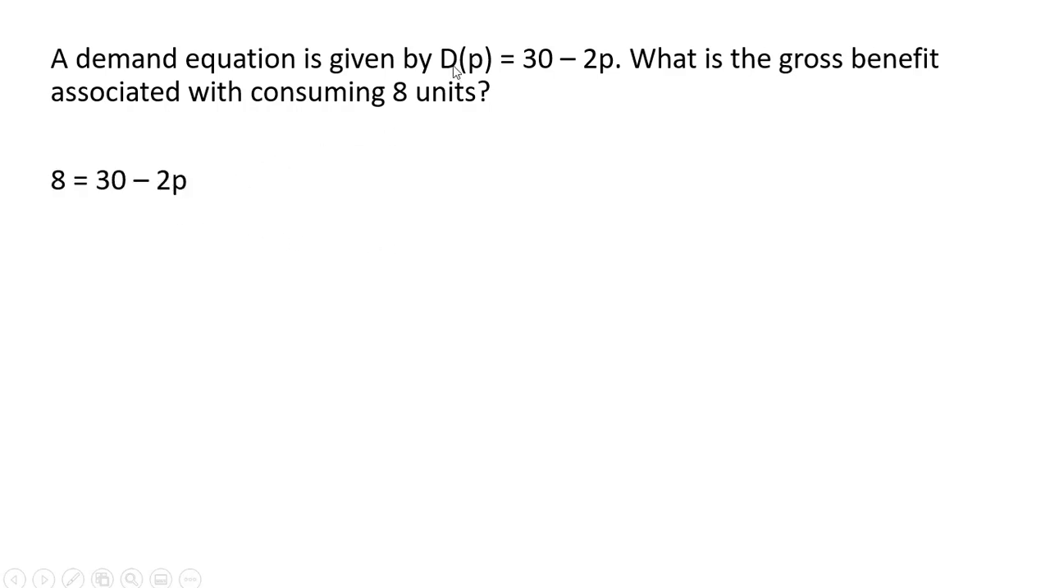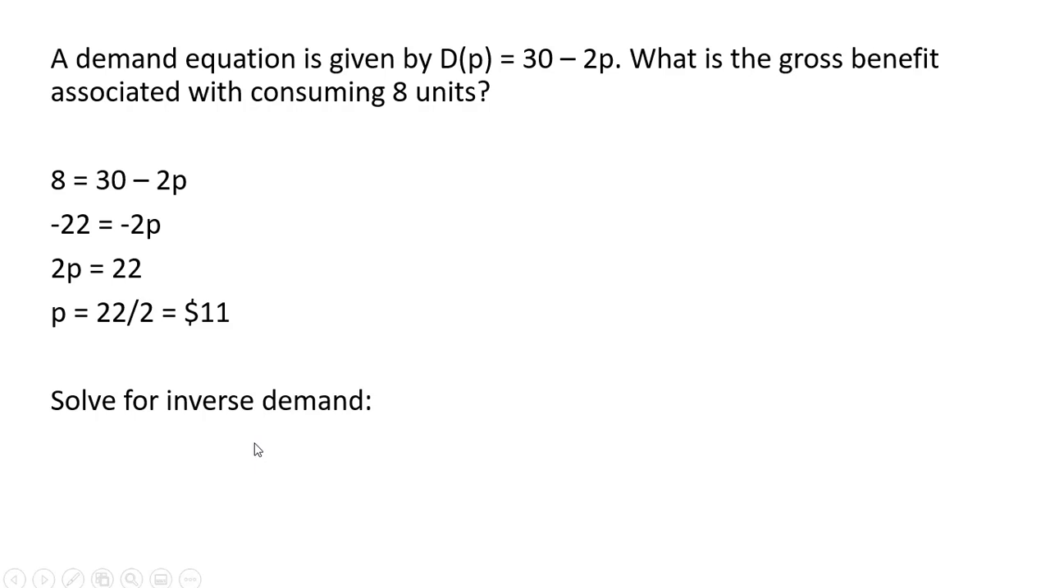So we're going to set the quantity demanded, the left-hand side, equal to 8, and we're going to solve for P. Subtracting 30 from both sides, we get minus 22. The minuses on both sides cancel, and dividing through by 2, the price is $11.